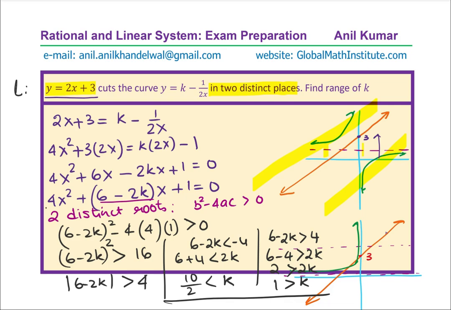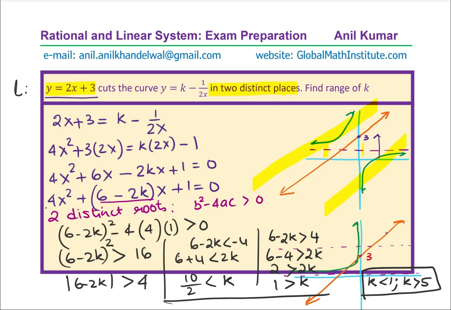So that gives us that k is either less than 1, right? So 1 is greater than k means k is less than 1. And the other one is k is greater than 5. So these are the two conditions when we have two distinct points where the line will cut the rational function given by k minus 1 over 2x. You get the idea. Now we are already given the condition that k is positive.